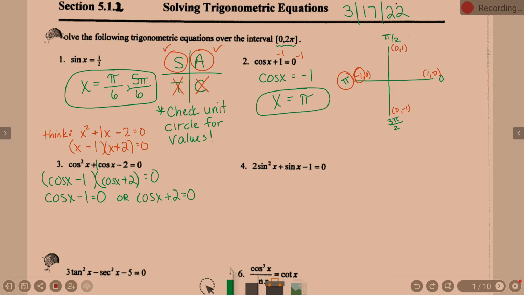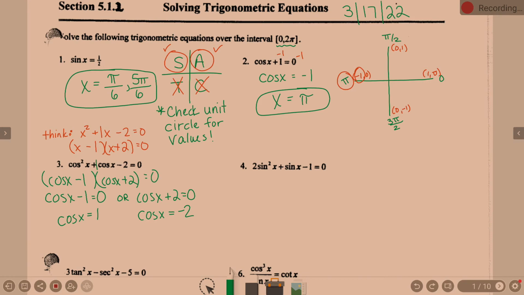If it's cosine x minus 1, you're going to add 1 over, correct? So cosine x equals 1. Or if it's cosine x plus 2, subtract 2 over, and cosine x equals negative 2. So we have 2 questions to ask ourselves. Let's start with the first. At what angle does cosine equal 1?